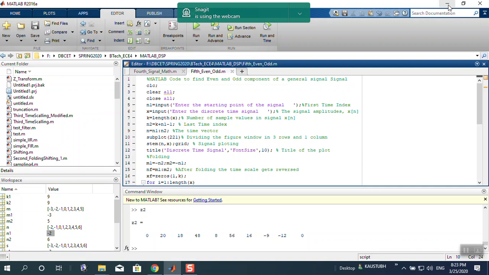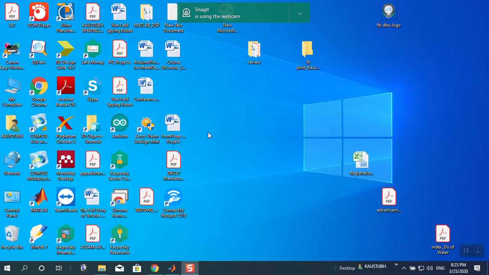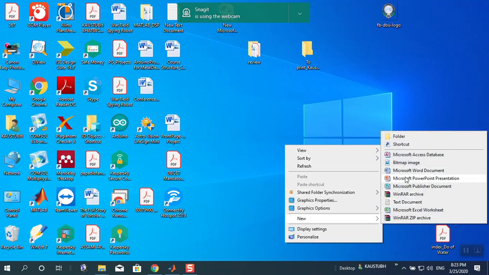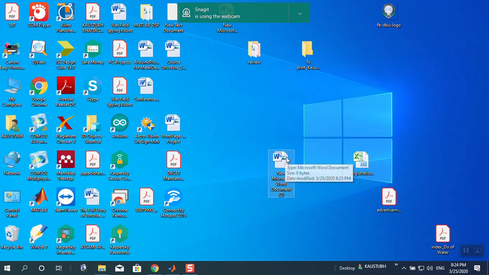So how can we find out the odd and even component of a general signal in MATLAB? For that, this is the code. But before that, theoretically, let me quickly explain the process of how to calculate the odd and even component of a general signal.